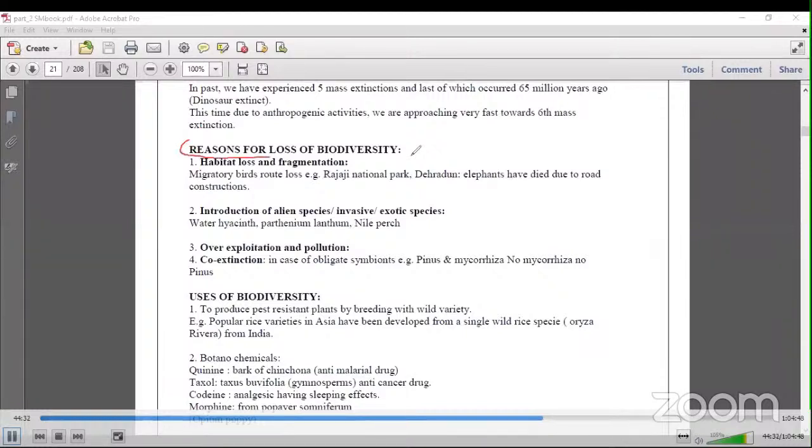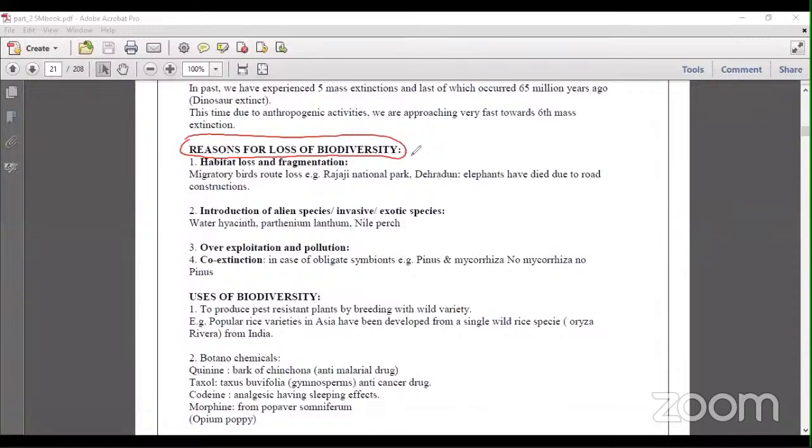I will be talking about the reasons for the loss of biodiversity. Okay, so the first reason is habitat loss. This is very important. The order also you have to remember. The first and foremost reason is habitat loss and fragmentation.